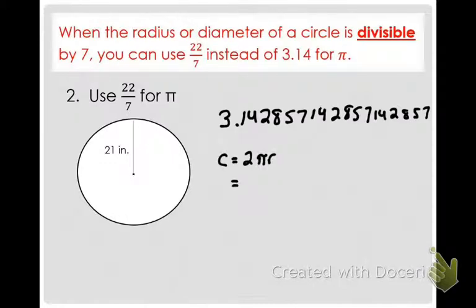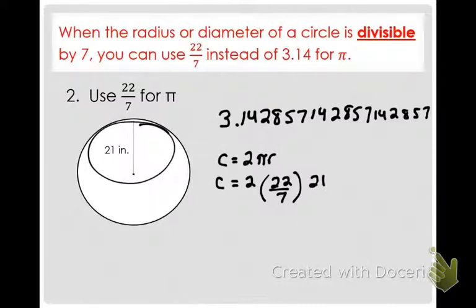Drop down your equal sign. We know we're trying to find the circumference. 2 times, what do our instructions tell us to use for pi? 22 over 7. And do we know our radius? Yes, what is it? 21, okay? Because right here it tells us what our radius is.